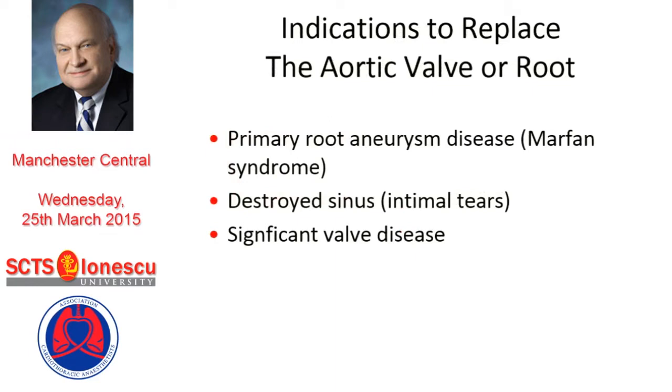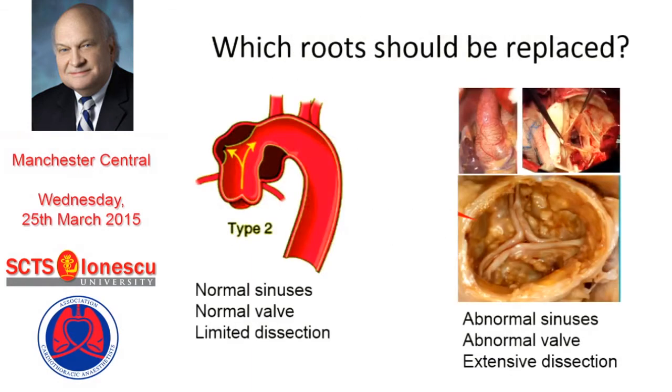These obviously include primary root disease such as Marfan syndrome, Loeys-Dietz syndrome, some cases of bicuspid aortic valve, and when the aortic root is massively dilated, and probably more than 4.5 centimeters at the time of dissection would qualify that. It's also obvious when dissection actually involves the sinus intima, and there are tears within the sinuses, that replacement of the root is mandatory, particularly when all three sinuses are involved or if there's a coronary malperfusion. And then finally, significant valve disease, hemodynamically significant valve disease, would lead one to replace the root.